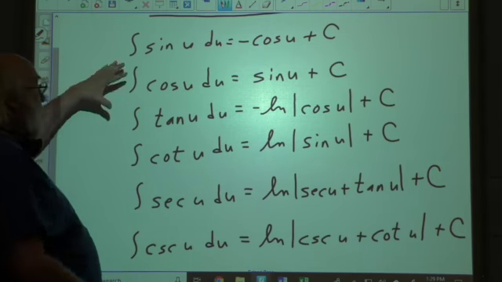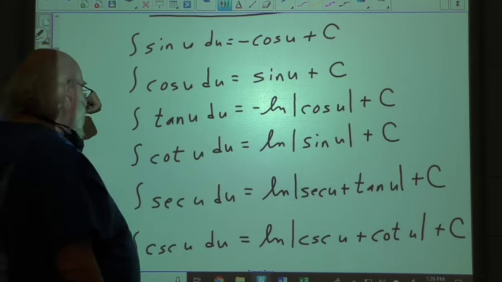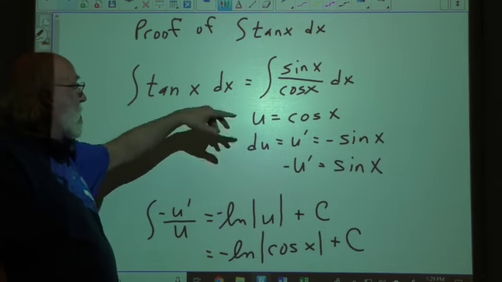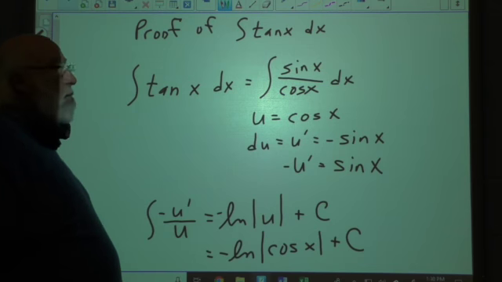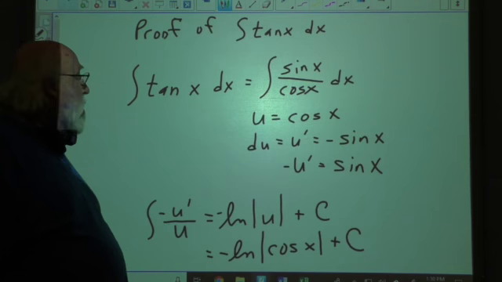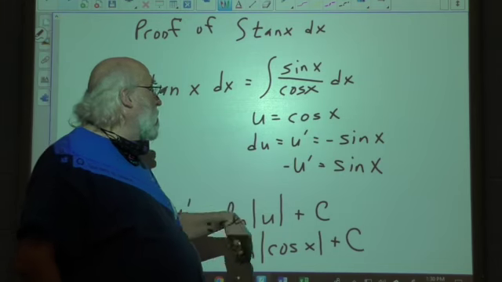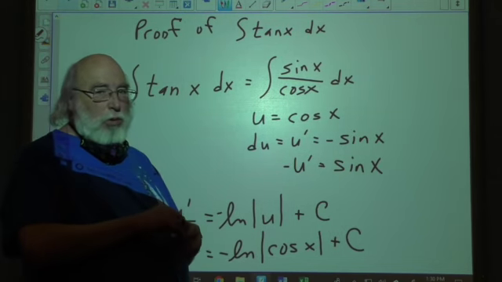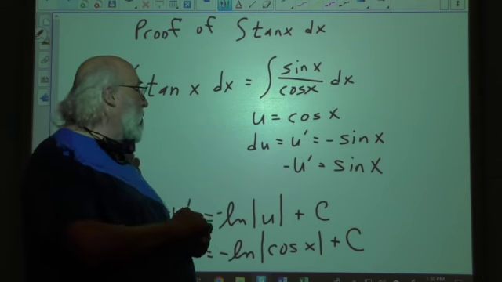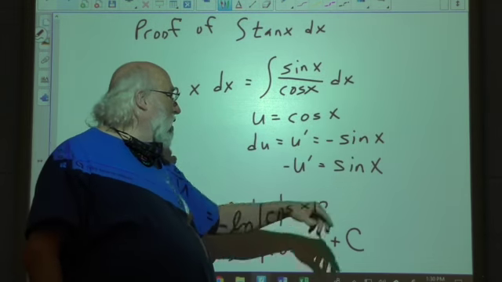Now I have a couple of proofs for this. I think I have the one for tangent, and I believe the one for secant. So let's take a look at the integral of tangent x dx first. Tangent is also the sine over the cosine of x. And so that means that we're going to make u the cosine of x, the denominator, so that we can use the chain rule and the natural log proof there. The du, the derivative of u, then is going to be the negative sine of x.